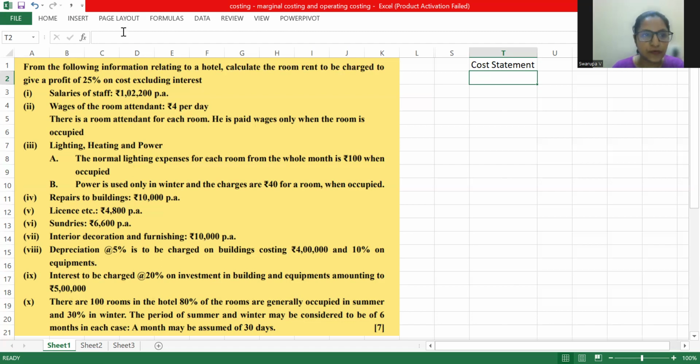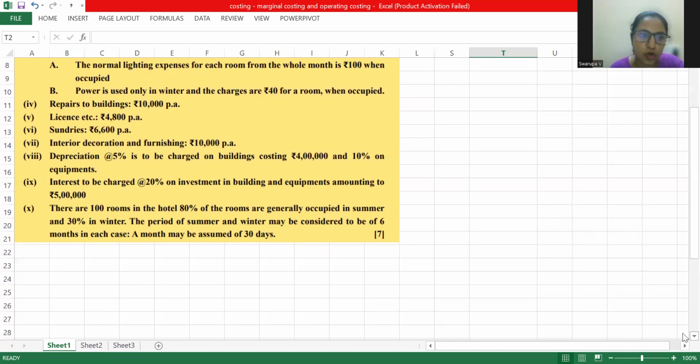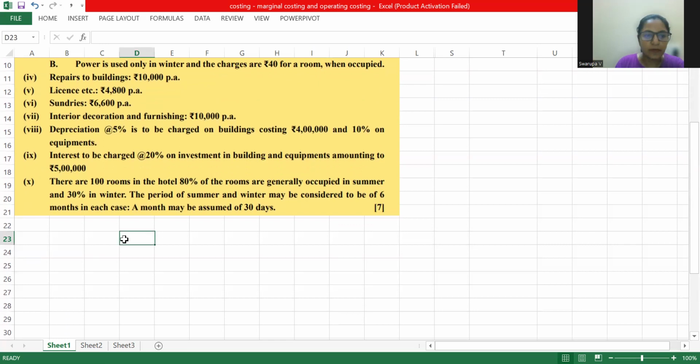So here in this question, if you go to point 10, we have the information about the number of rooms and the occupancy. So we will first plot this and calculate what is the total room days. Only then can we prepare the cost statement. So number of rooms, 100, okay? And the period of summer and winter is considered to be 6 months each, okay? And a month has 30 days, okay?